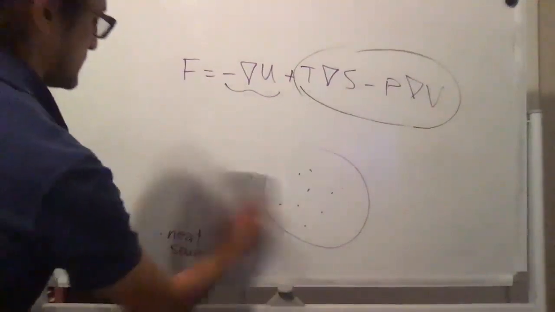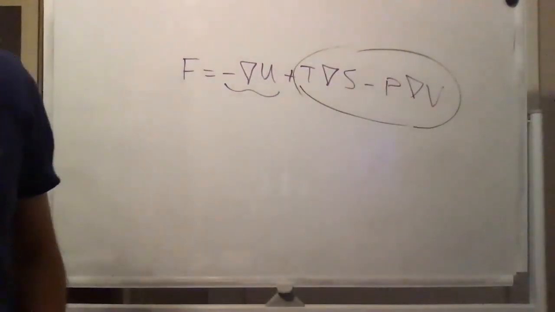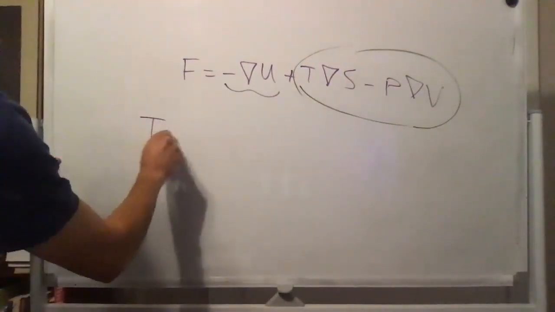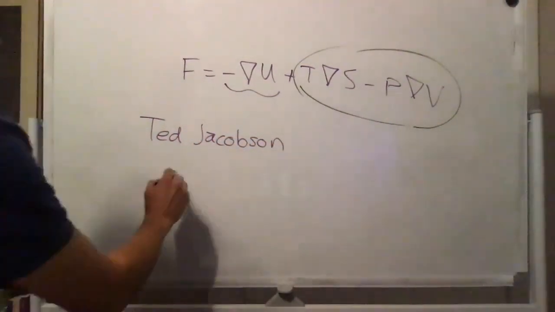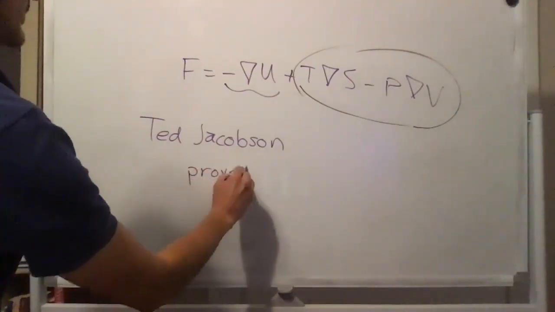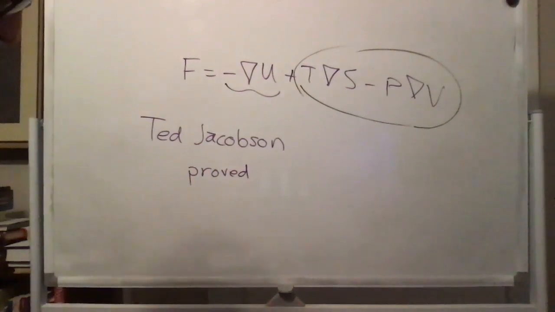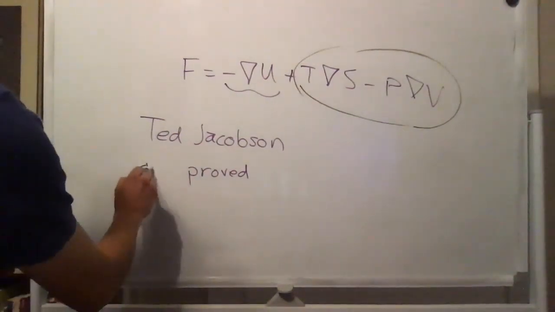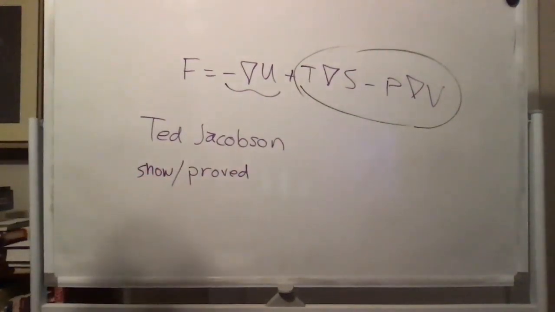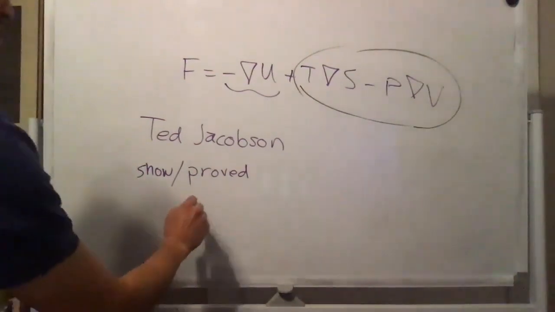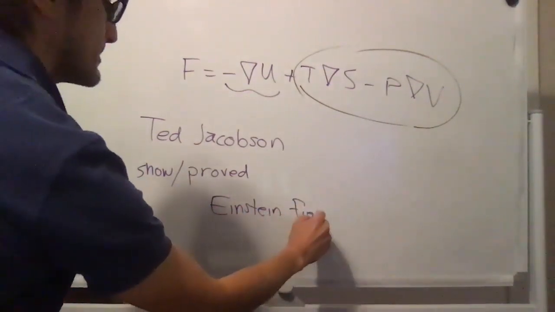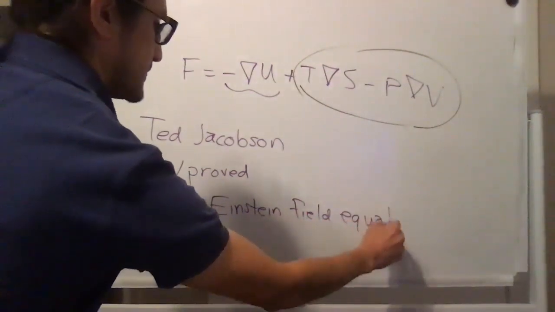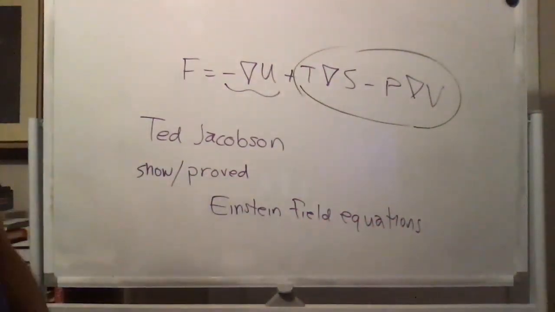So Ted Jacobson proved, I guess you can also say showed, but it is mathematically rigorous, that you can derive the Einstein field equations from very simple assumptions.